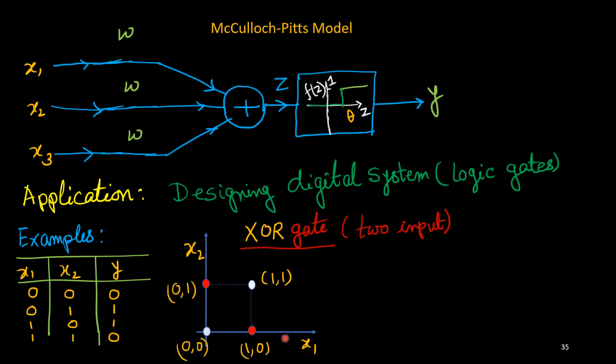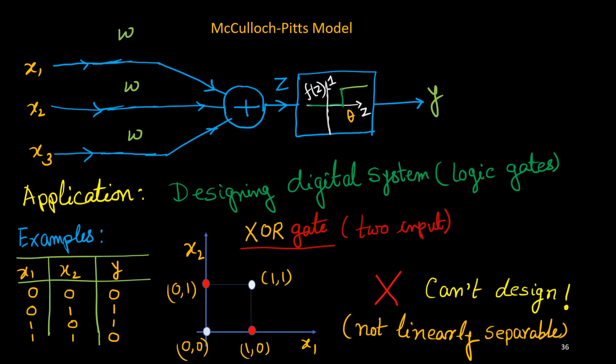If I place one line here, then all three will come into one group. That is not the case. Again, I can't fit one here, because these three will be one group. And if I consider one vertical line, then these two will become one group. That is also not true. We cannot place any straight line here to put these two in one group and the other two in another group. So the McCulloch-Pitts model, with only one neuron, cannot be used to design this XOR gate.